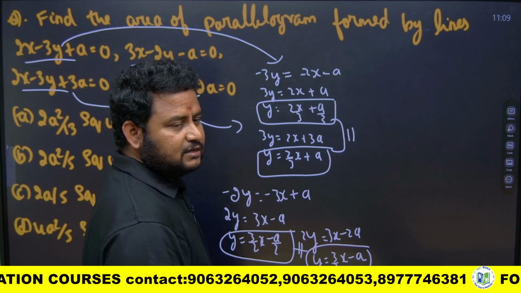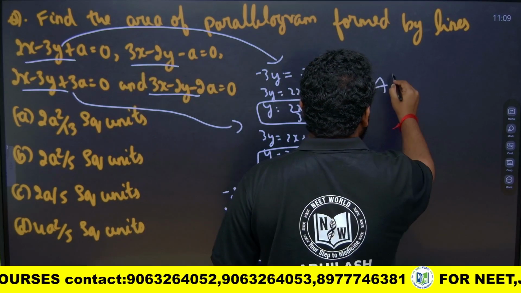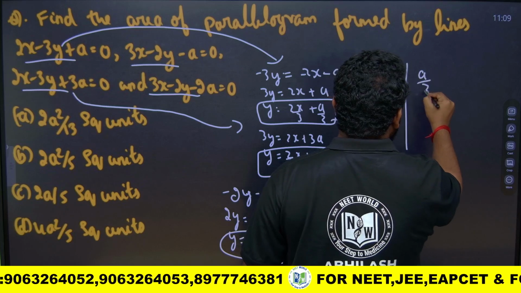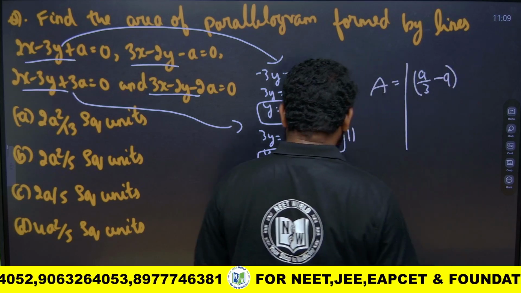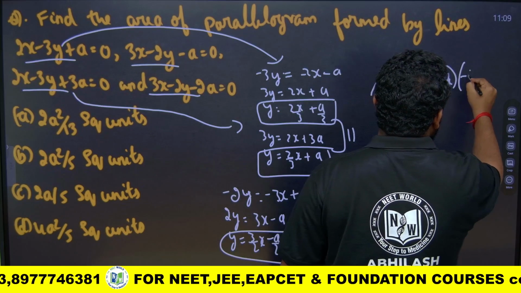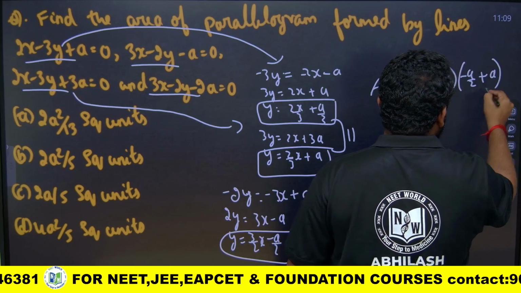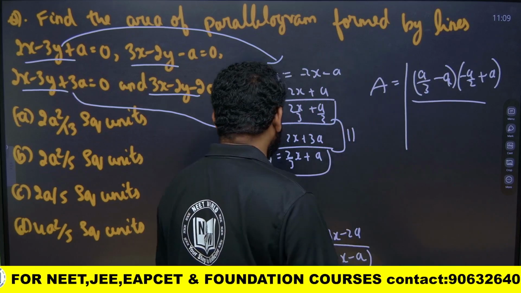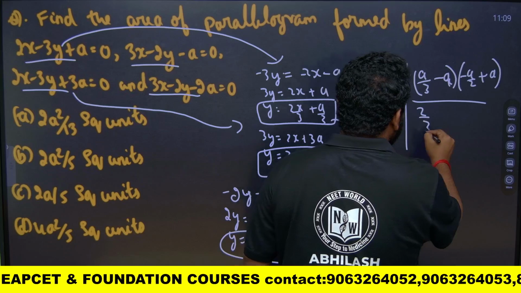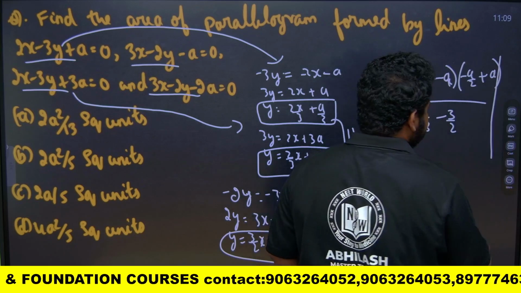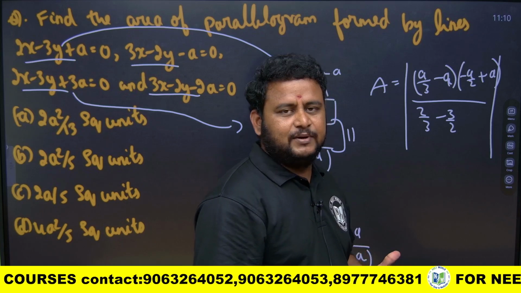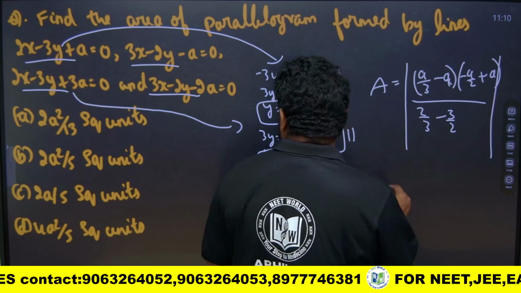So now we have to find the area of the parallelogram. Area of the parallelogram is the difference between the constants, that is a by 3 minus 2a by 3 into minus a by 2 minus a, minus of minus will become plus, divided by the difference between the slopes. Slope is here 2 by 3, here it is 3 by 2. So 2 by 3 minus 3 by 2. You should be very careful while solving this question. It's a very simple concept, but while solving you should be careful, otherwise you will get a completely wrong answer.